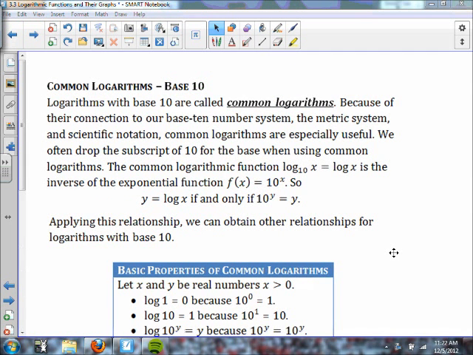Logs, base 10. The logarithms of base 10 are called common logarithms. Because of their connection to our base 10 number system, the metric system, and scientific notation, common logs are especially useful. We often drop the subscript of 10 for the base when using common logs. You think about it like this.